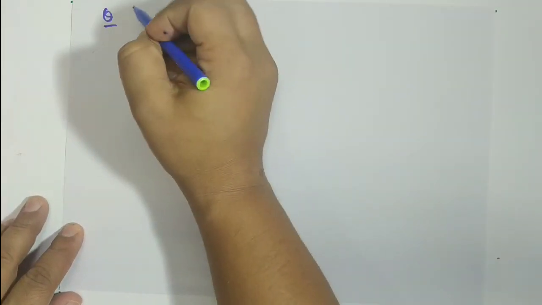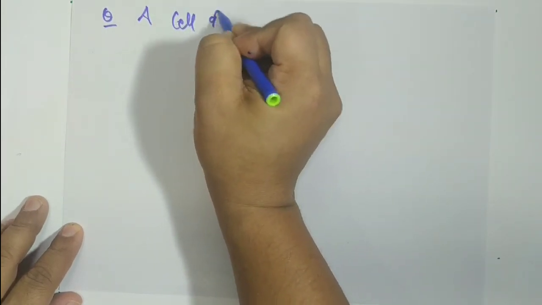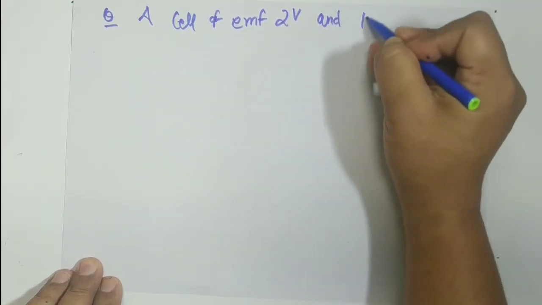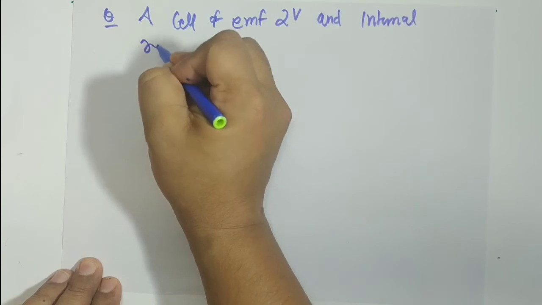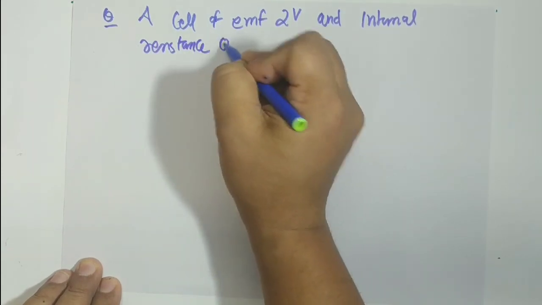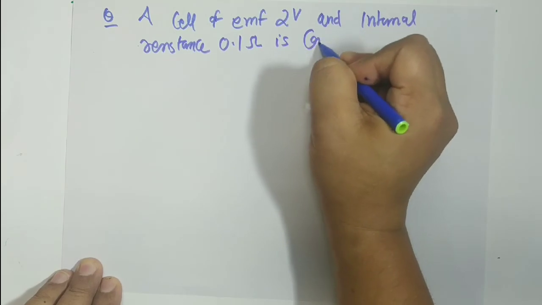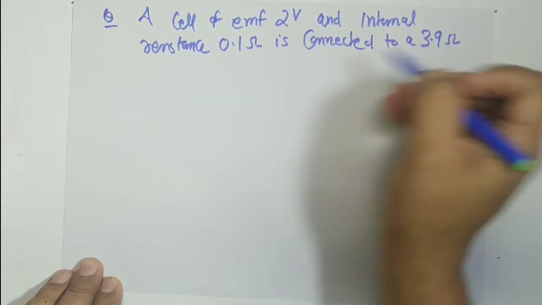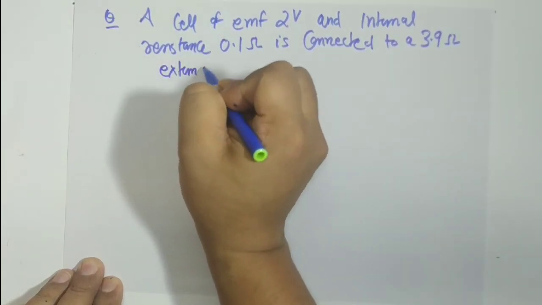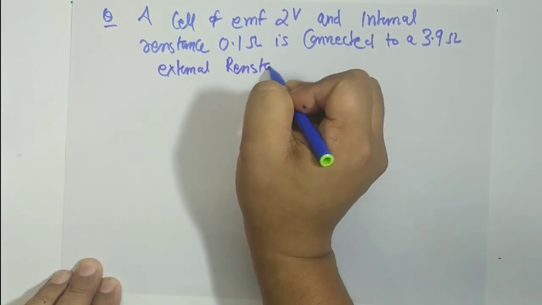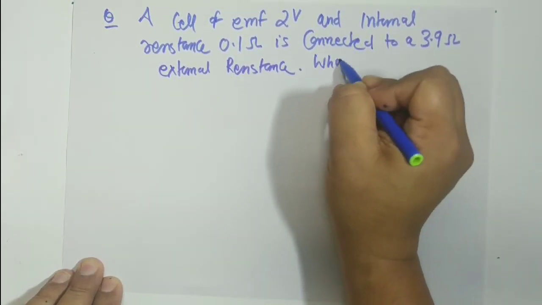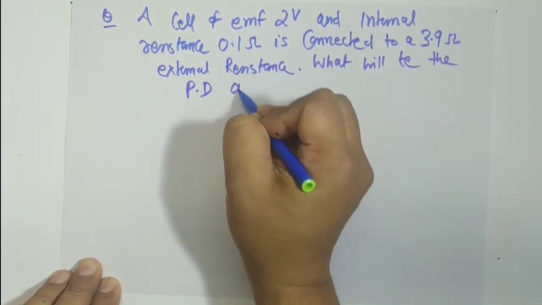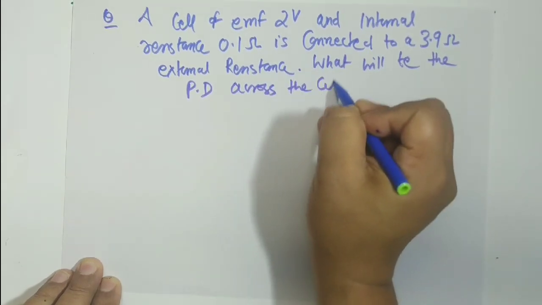There is a question that a cell of EMF 2 volt and internal resistance 0.1 ohm is connected to a 3.9 ohm what? External resistance. Here it is connected with external R, capital R. So what will be the potential difference across the cell? Can we find it out? Yes, very easy, we can find it out.